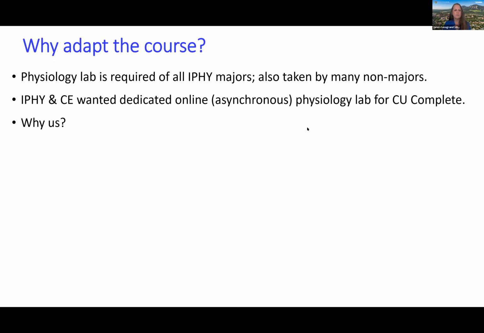So why adapt the course? The physiology lab course that we're going to be talking about is required of all integrated physiology majors, and it's also taken by a large number of non-majors who are interested in careers in healthcare. The Department of Integrated Physiology and Continuing Education wanted a dedicated online asynchronous physiology lab for the CU Complete program. If you're not familiar with that program, CU Complete is a collaboration between departments in continuing education to provide an online option for students to be able to complete a major.